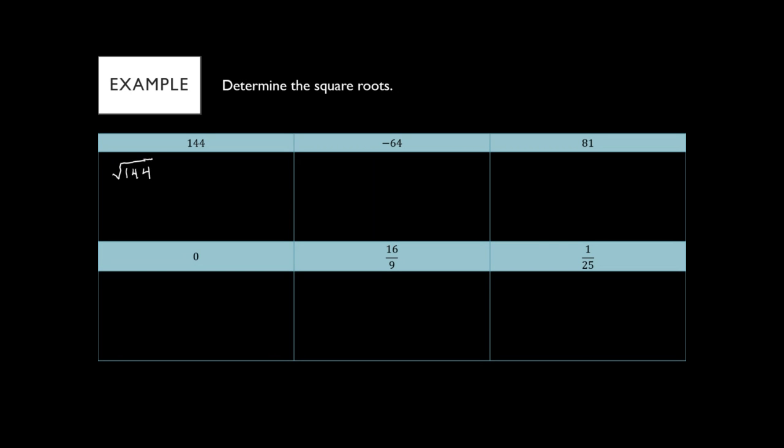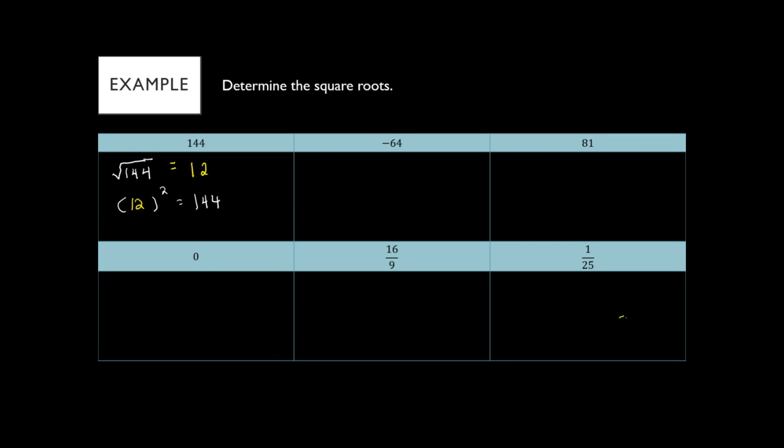And so you could use your calculator for that, and your calculator always gives you the positive version. So just be aware your calculator always assumes the positive version. But you can also ask yourself, okay, what number squared gives me 144? So if you know your mental math, 12 squared is 144. So what that means is that the square root of 144 is 12. So a lot of these you can do without a calculator. You can do them mentally.